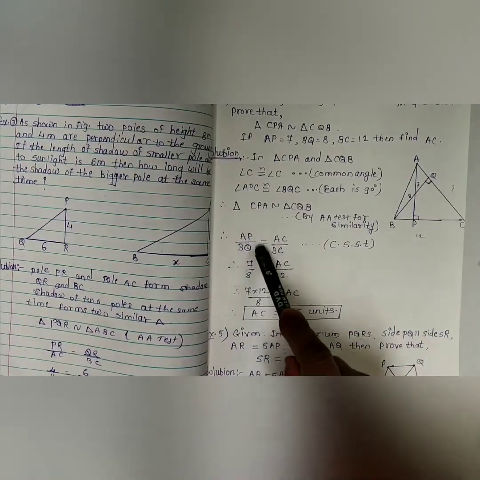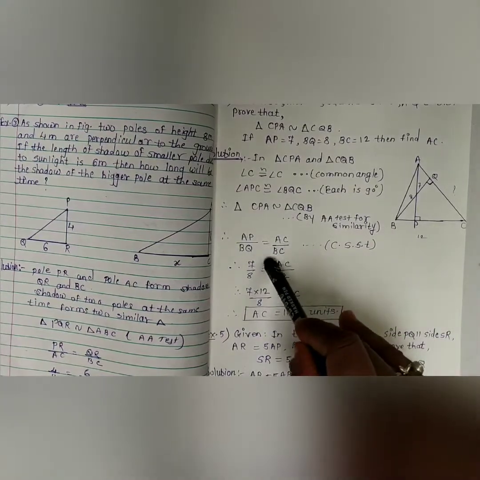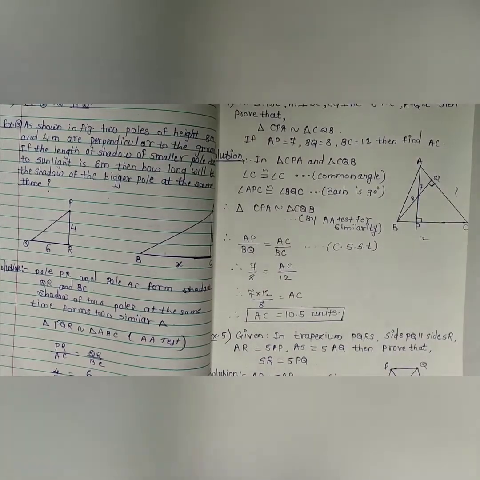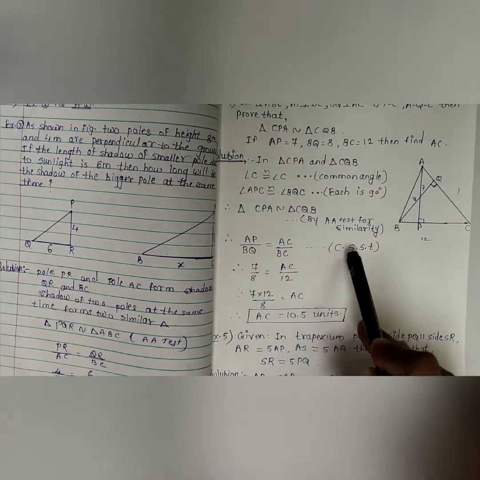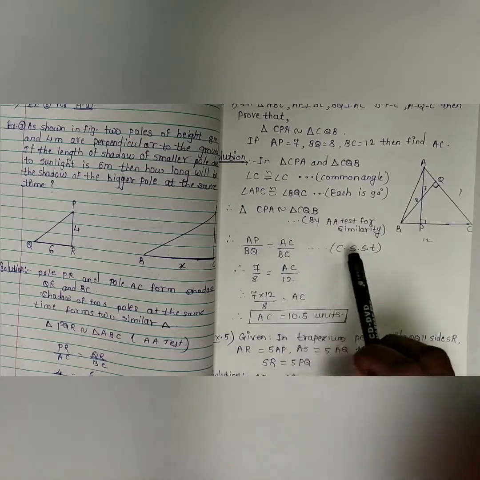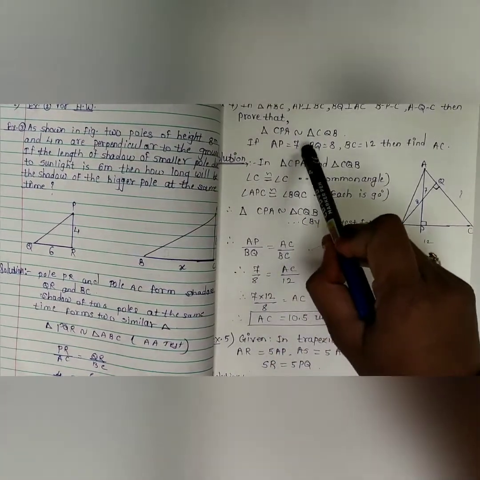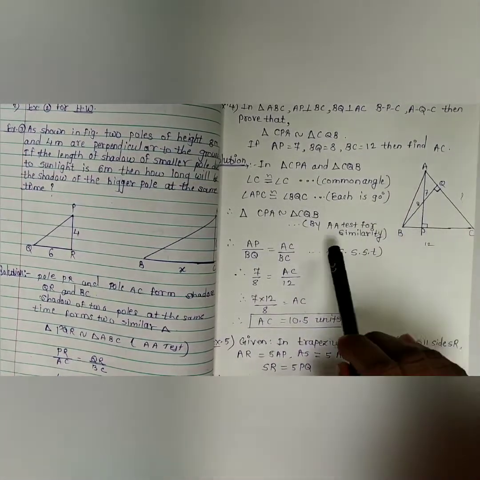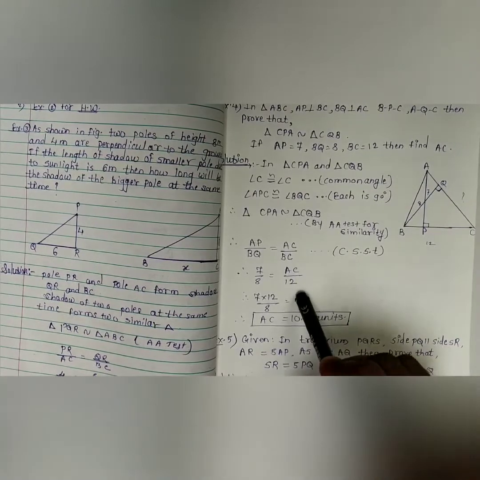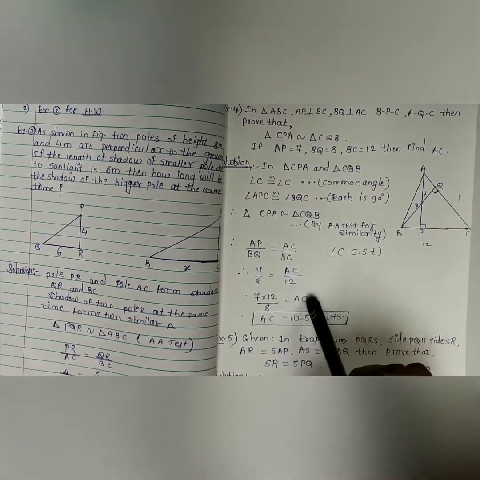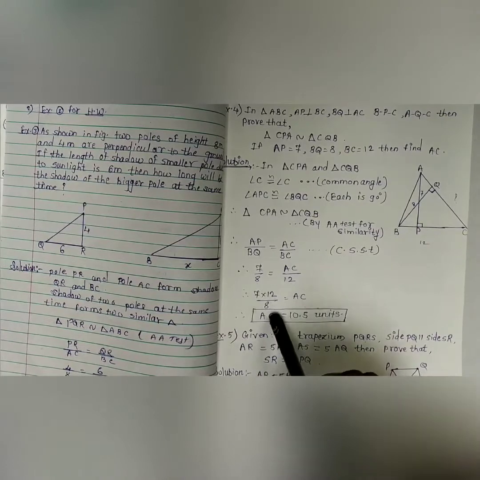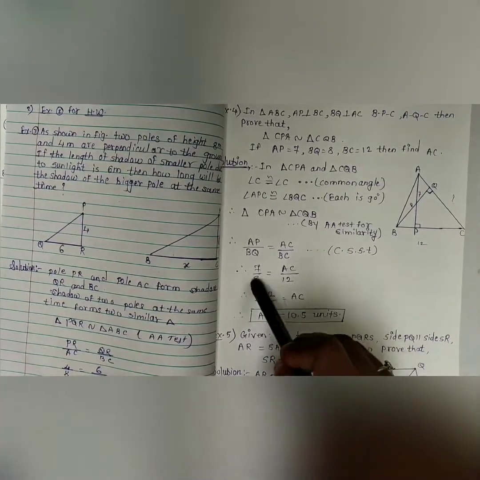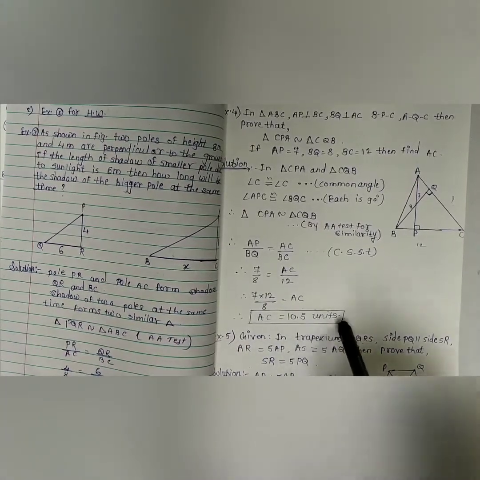Therefore, their sides are in proportion, meaning AP upon BQ is equal to AC upon BC. Their corresponding sides are proportional. What is the reason? Corresponding sides of similar triangles. Putting in the values: given AP is equal to 7, BQ is 8, AC is to be found. Therefore AC, and the value of BC is 12. After cross multiplication, we get AC is equal to 7 into 12 upon 8. After calculation, we get AC is equal to 10.5 units.